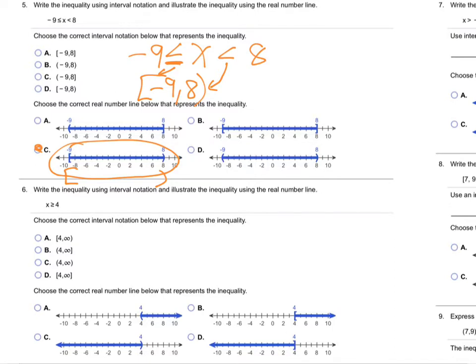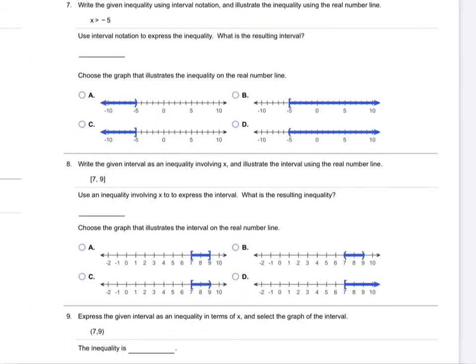All right, so let's see. Let's try, how about number 7? Yeah, can you take that one? Write it as an interval, and then pick which graph is showing it. X greater than -5. How do we write that interval? So X could also count as infinity.